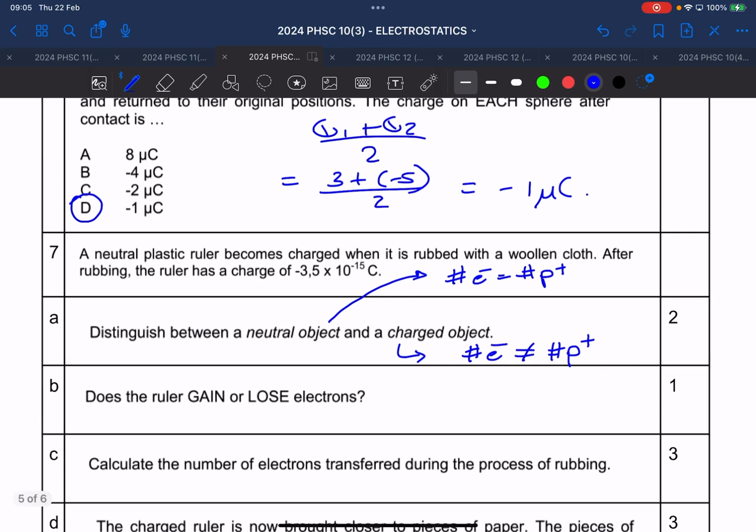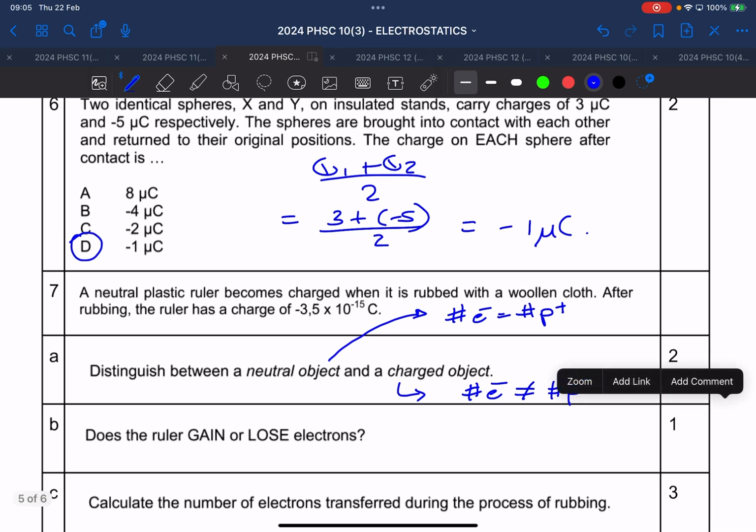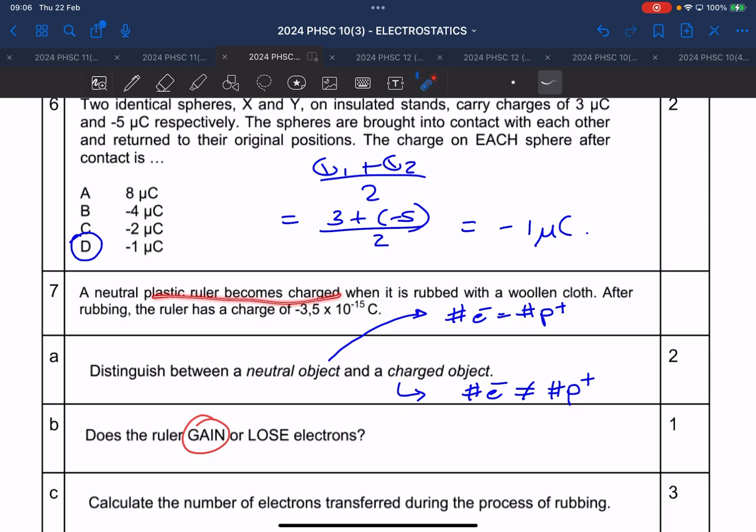Okay, now it asks, does the ruler gain or lose electrons? Why do you say it gained? It's an easy question. It was neutral, and now it is negative 3.5.